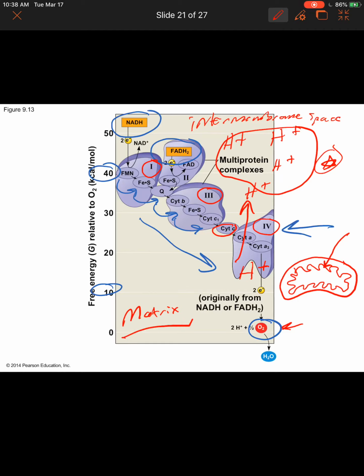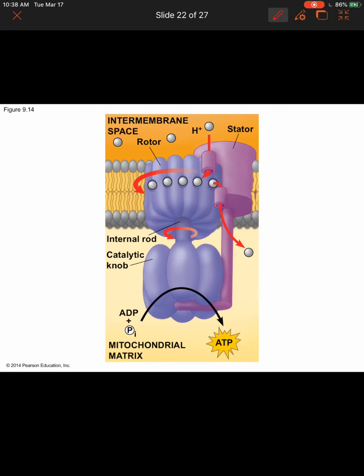But they're ions. They can't get across the membrane directly, so they need to move across some sort of protein acting as a channel. And that's what this protein is. This protein is called ATP synthase. So what does it do? It synthesizes, or makes, ATP.